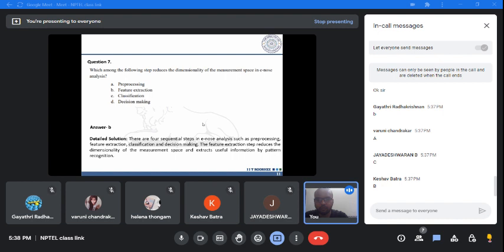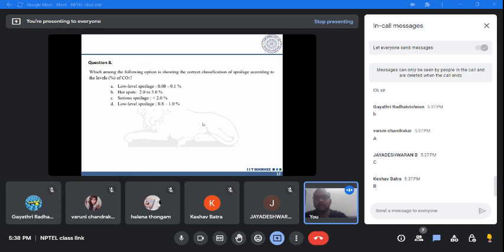There are four sequential steps in the image analysis: pre-processing, feature extraction, classification, and decision making. The feature extraction step reduces the dimensionality of the measurement space and extracts useful information by pattern recognition. So your answer B is the correct answer. Those who have given the answer B, feature extraction, are correct.